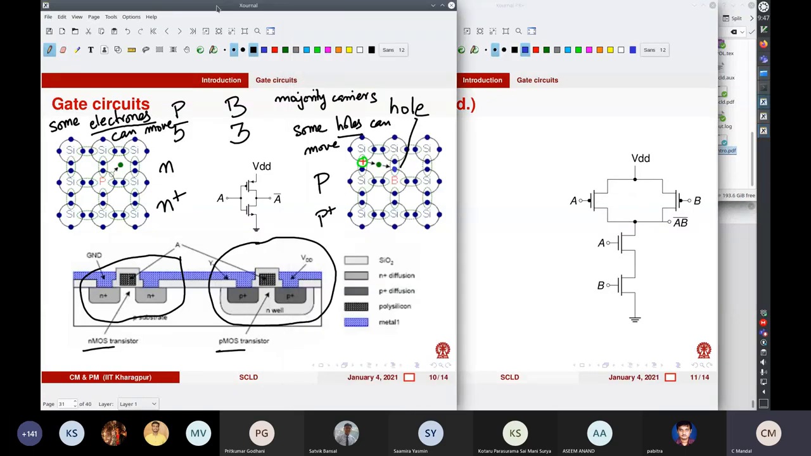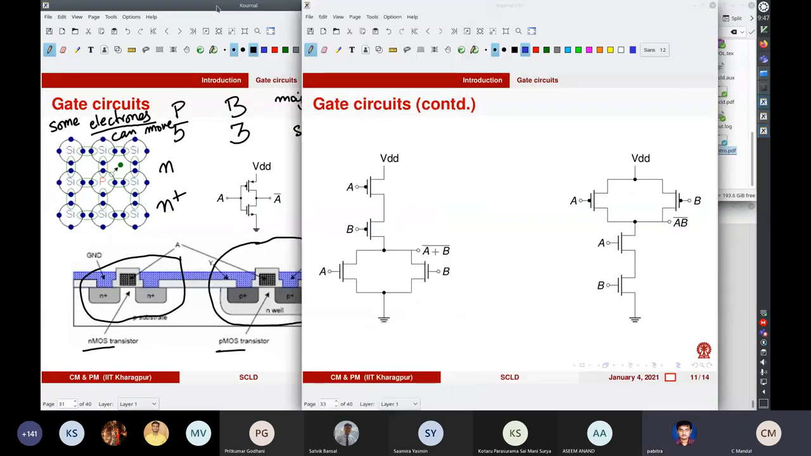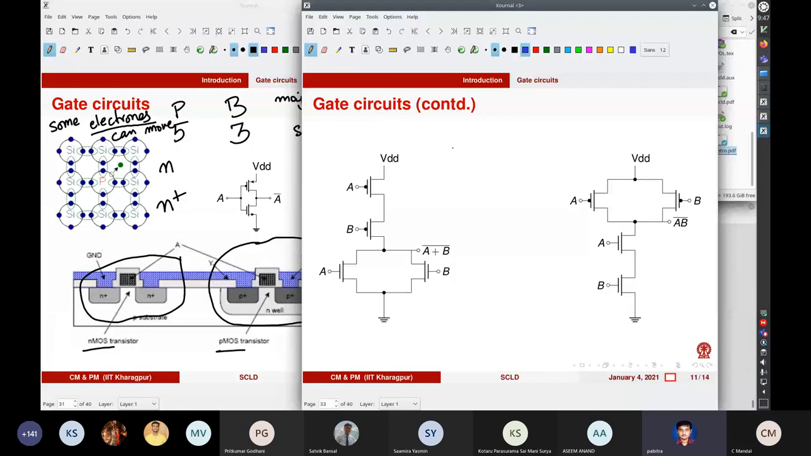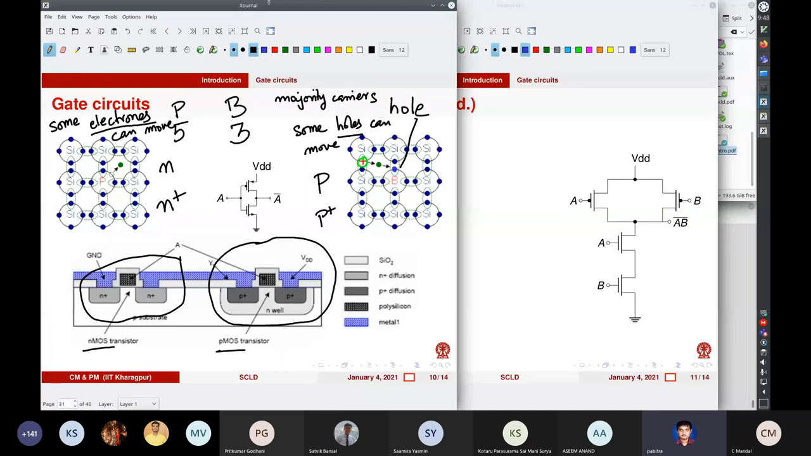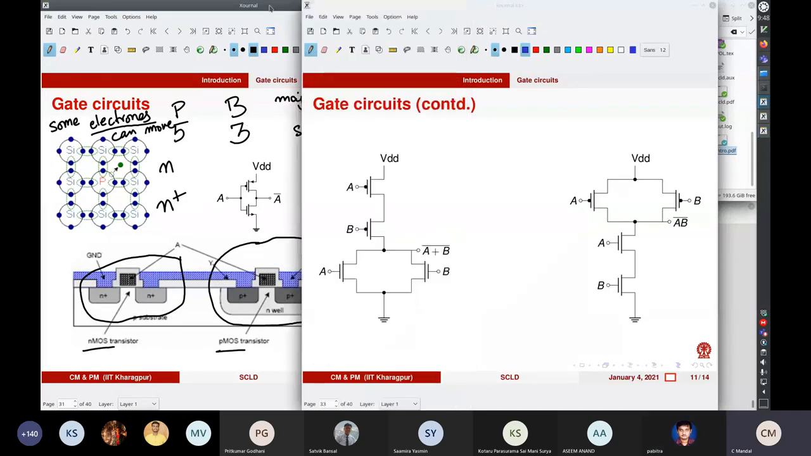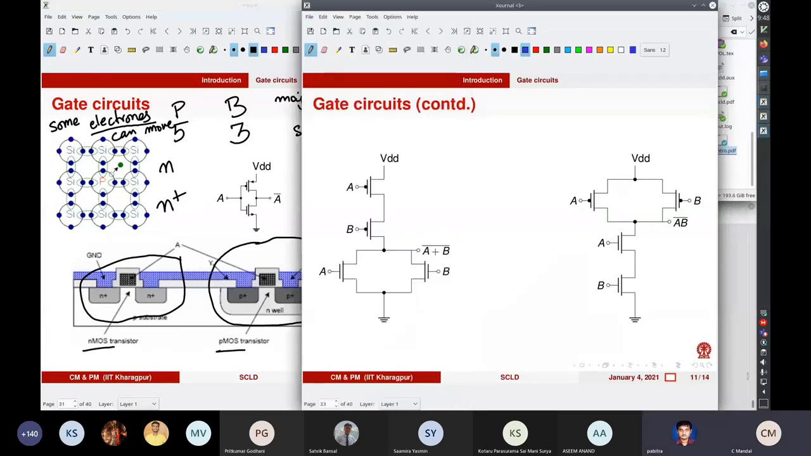So why don't you just do it in your notebooks. You have to look at this circuit and make the operating table in your notebook, just a small table, and then you just post it in the channel. So please do it. You can do it immediately, right now.